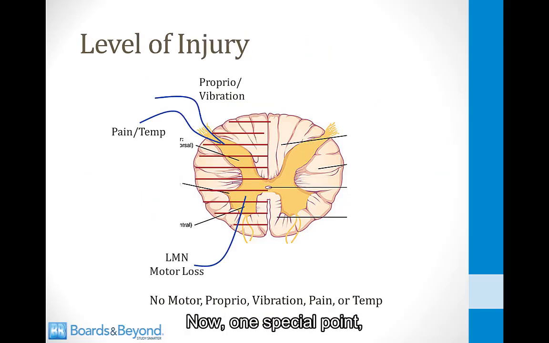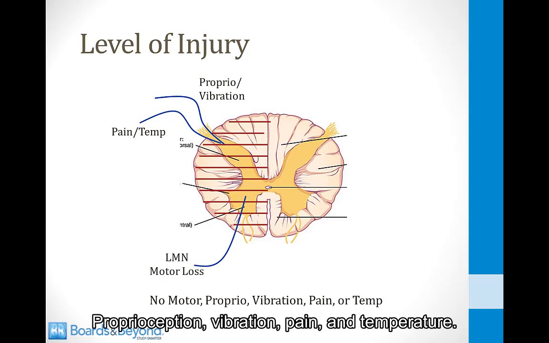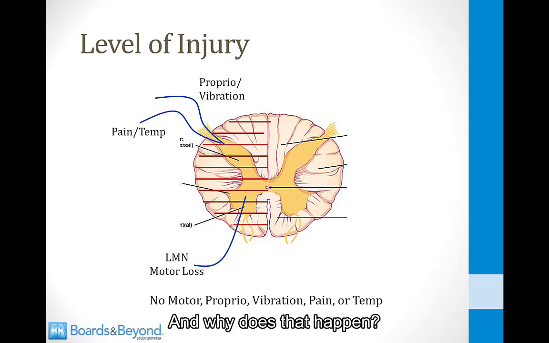Now, one special point, the level of the injury is a little bit different from all the levels below the injury. At the level of the injury, you have complete sensory loss: proprioception, vibration, pain, and temperature. And why does that happen? Well, let's look here.